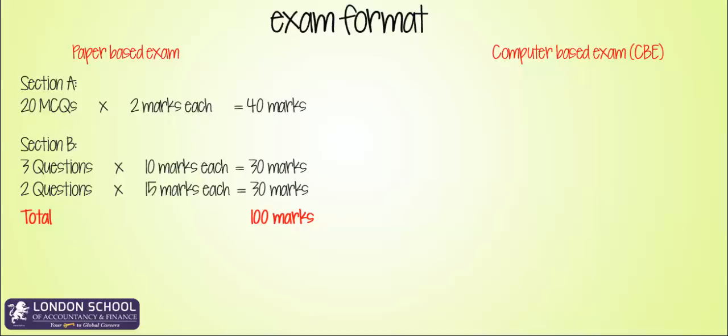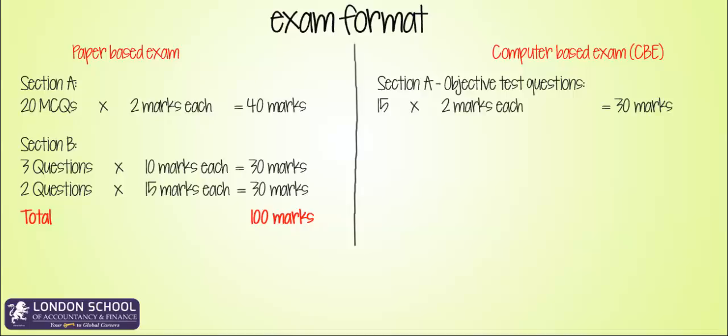Now let's look at the computer-based exam. So computer-based exam is basically divided into 3 sections. Section A is composed of objective test questions. There are 15 questions and each is worth 2 marks. So the total marks available in section A are 30.